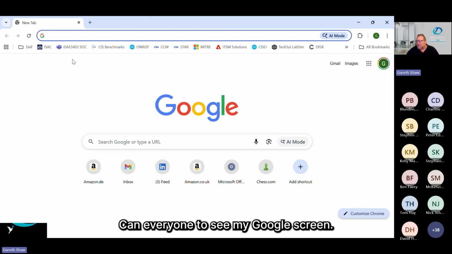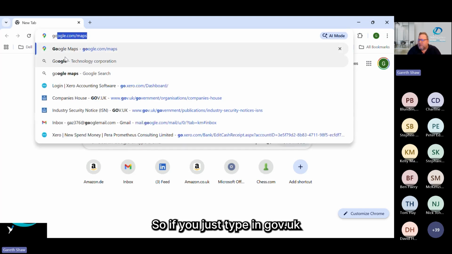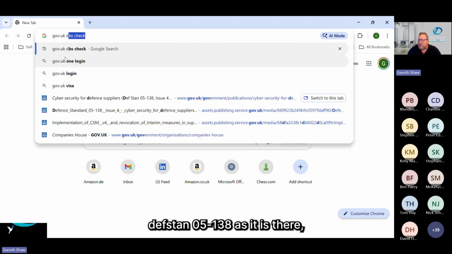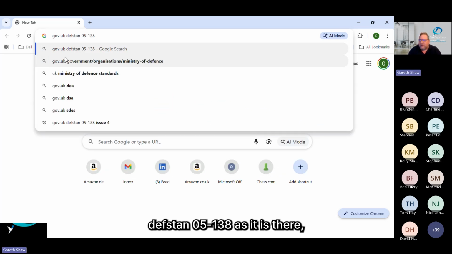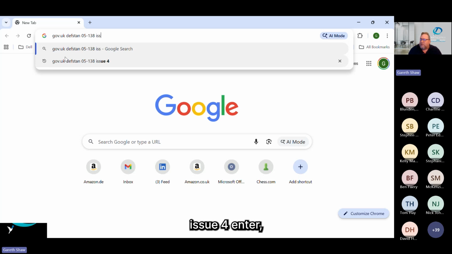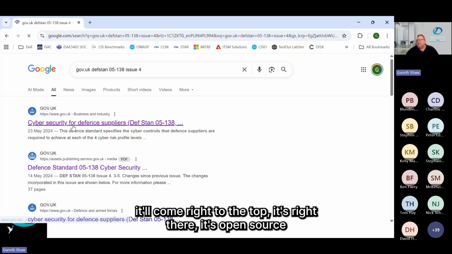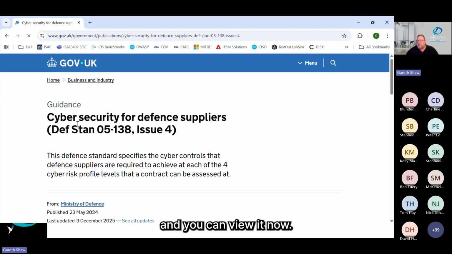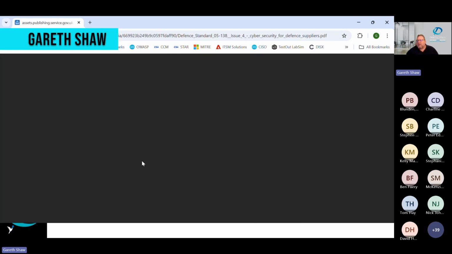Can everyone see my Google screen? Yes. Yeah. So if you want to look at what we're talking about here, if you just type in gov.uk DEFSTAN 05138, as it is there, issue 4, enter, it'll come right to the top. It's right there. It's open source and you can view it now. You get to the page, you open up the standard.